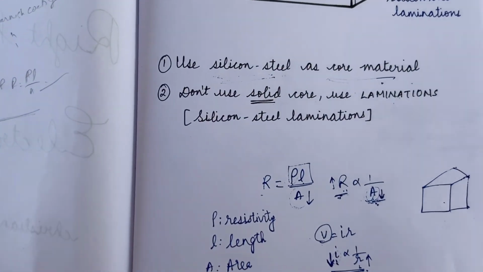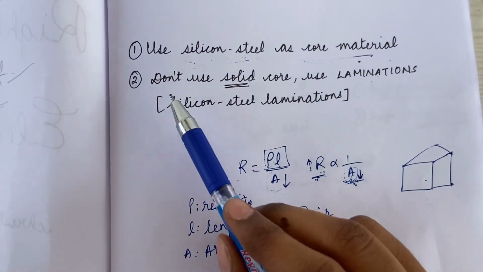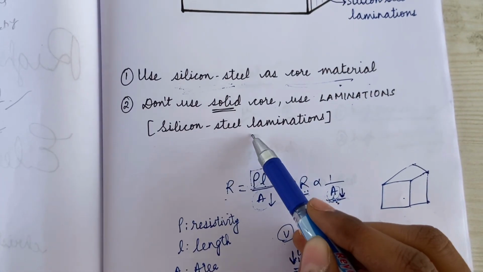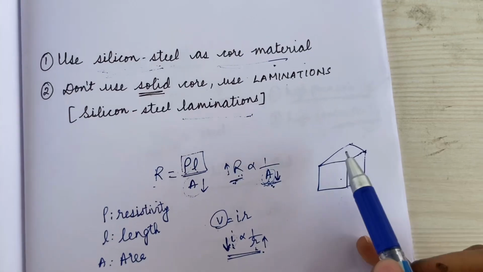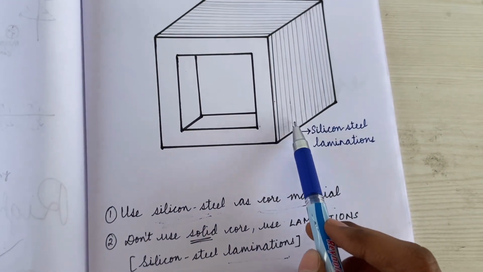Why do we select only silicon steel as the core material? And the second one is, why do we prefer laminations? Why don't we use a solid core like this? Why do we prefer laminations like this?